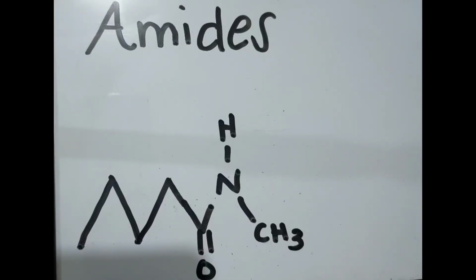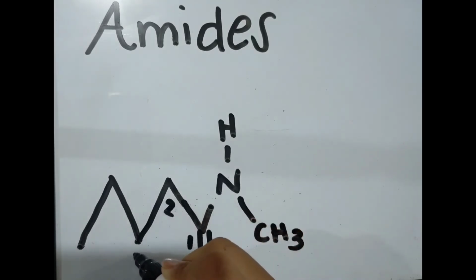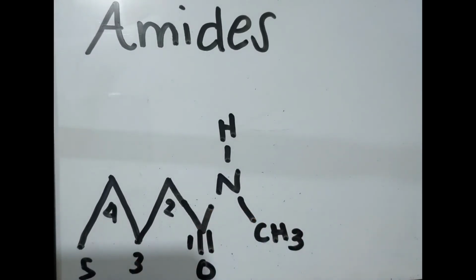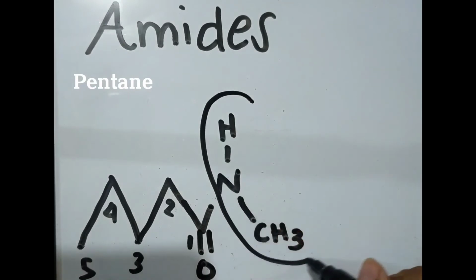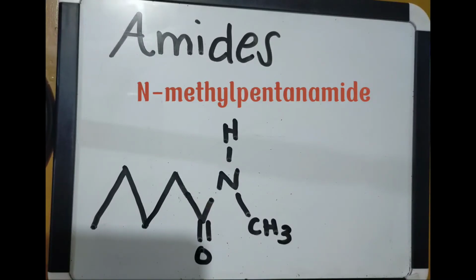For our last example, first find the longest chain or the parent chain. So counting from the right, 1, 2, 3, 4, 5. So 5 carbons is a pentane. So we have a substituent that is a carbon bonded to a nitrogen. So this will be called an N-methyl. And for our suffix, amide. And for the final name, N-methyl pentanamide.